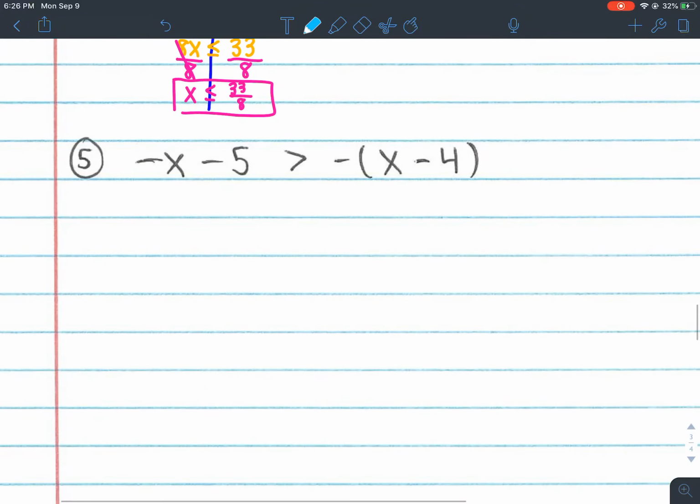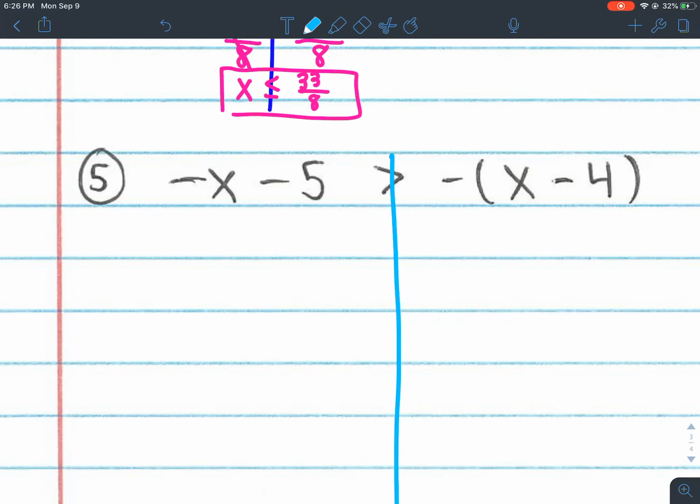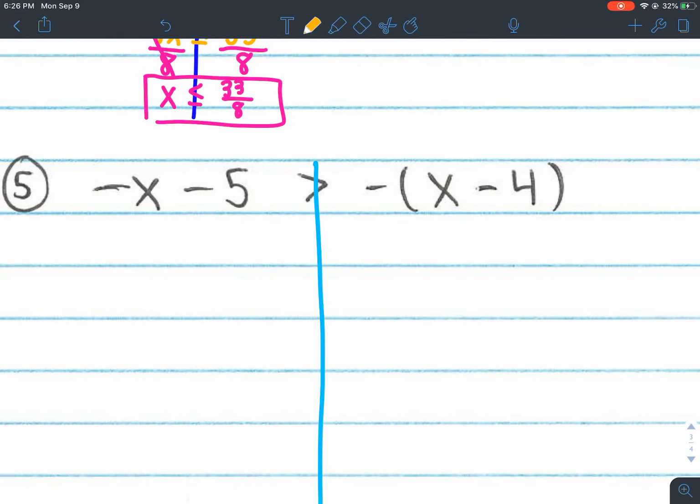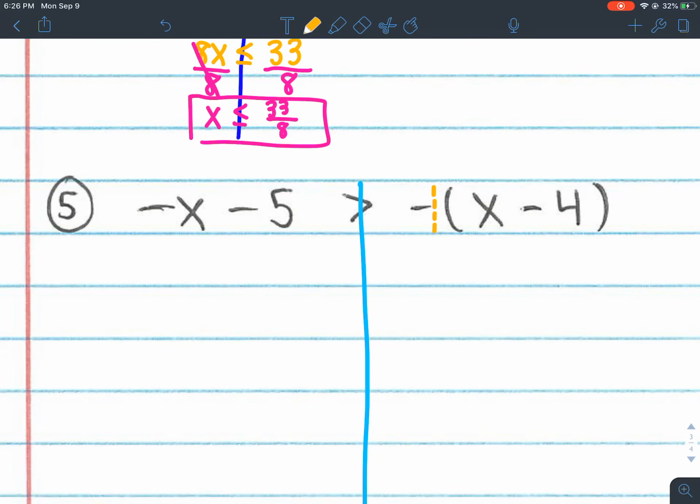So same thing, let's go ahead and draw our line down the middle. And I notice that I have some parentheses over there, but don't forget that there's a negative sign. There's technically a negative 1 here. So let's get rid of those parentheses. So I know I have negative x minus 5 is greater than. Negative 1 times x is going to be negative 1x, or just negative x. And then negative 1 times negative 4 is going to be positive 4.